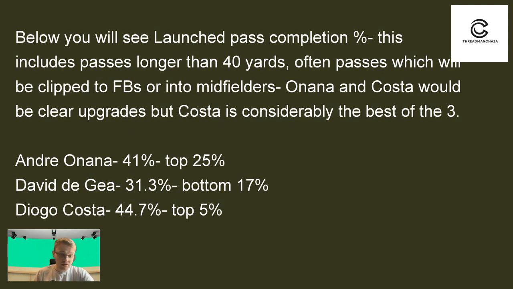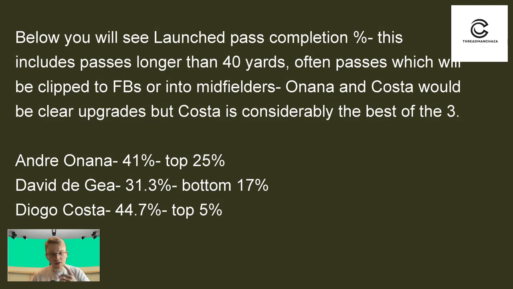Onana's pass completion. So start with De Gea. De Gea's pass completion is 31.3. So that's in the bottom 17% of all goalkeepers in the top leagues in the last year or so. Onana's is 10% higher, more or less. So 41%, which is in the top 25%, and Diogo Costa's is 44%, so in the top 5%. So obviously in this video, I'm going to focus mostly on Onana because that's the goalkeeper that's most likely to come to Manchester United. But in terms of distribution, in terms of taking up high positions, Onana's got it. But Diogo Costa is on another level altogether in terms of these launch passes, right?